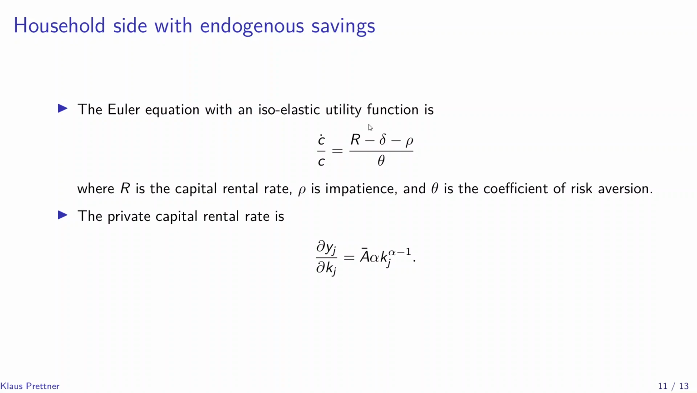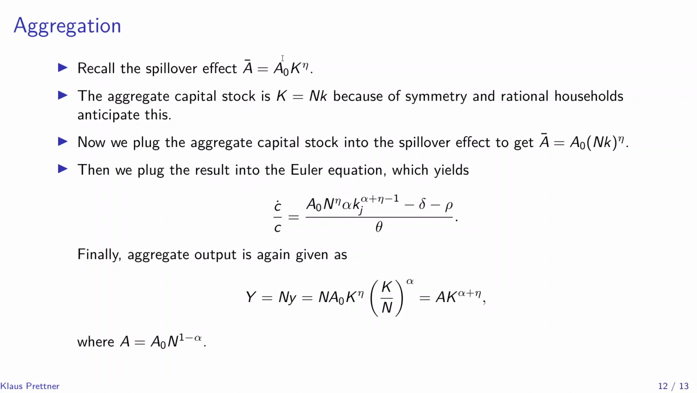Now we need to plug in the capital rental rate to solve for the equilibrium of the model. And for that we can first determine the private rental rate of capital, which is the derivative of the production function of an individual firm j with respect to the use of capital Kj. If we take this derivative, we get that A bar is still in front of the function, alpha comes down from the exponent of capital, and the exponent of capital is reduced by 1. However, we have again to take into account the spillover effect. So A bar is a function of A0 and the aggregate capital stock in the economy, as we had it before in the Frankel version of the model.